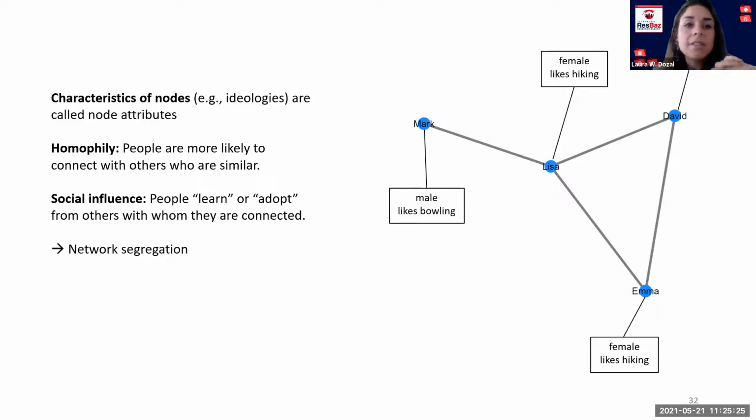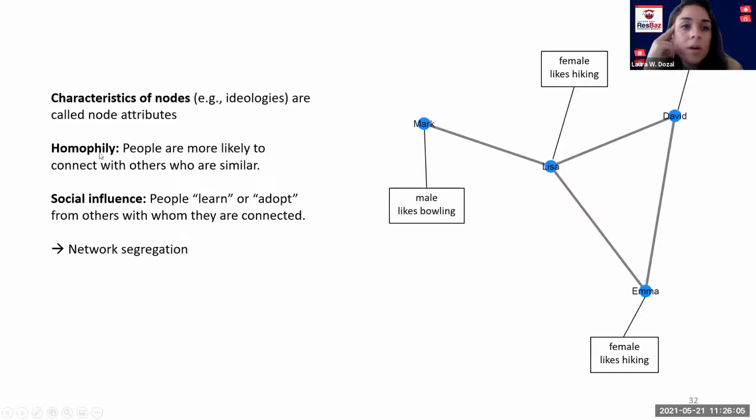So looking at different nodes, we're looking at characteristics of nodes. For example, in our example, ideologies, and these are called node attributes. In a smaller example, the nodes of our very basic graph from before: Lisa, her attributes are female and likes hiking. David is male and likes hiking. Emma is female, likes hiking. Mark is male and likes bowling. And so these are attributes, fairly simple.